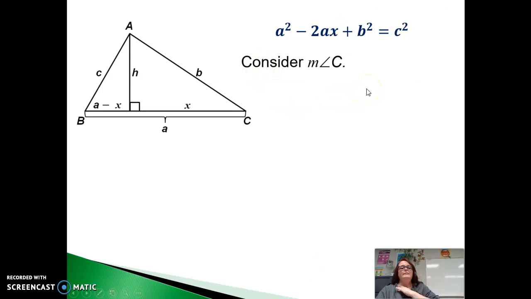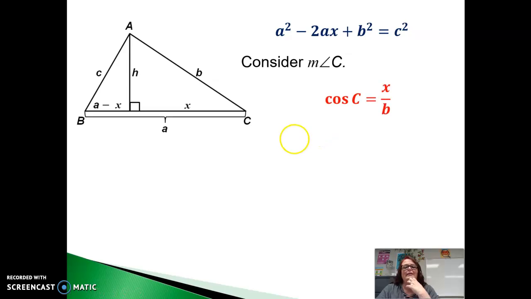So we want to consider the measure of angle C. I want to be able to find everything about the triangle, but this x was something we made up for this problem. So we don't want that x in there. We want to find a way to get rid of that.